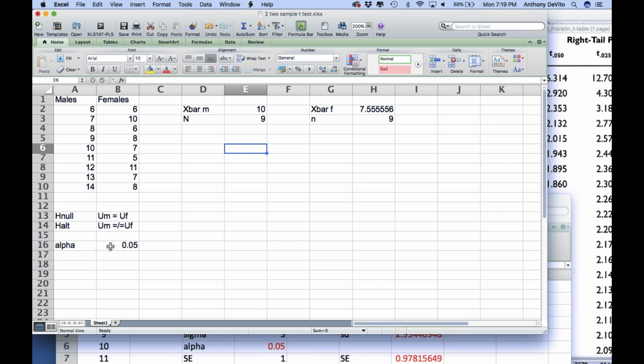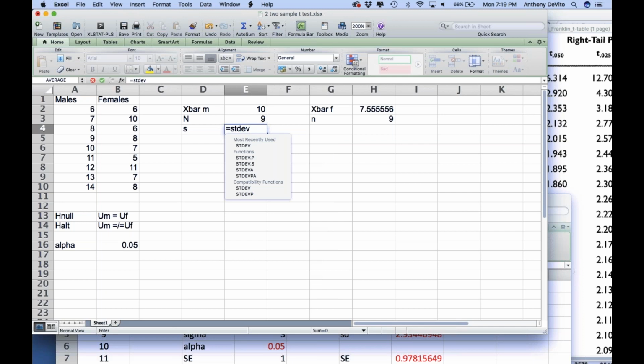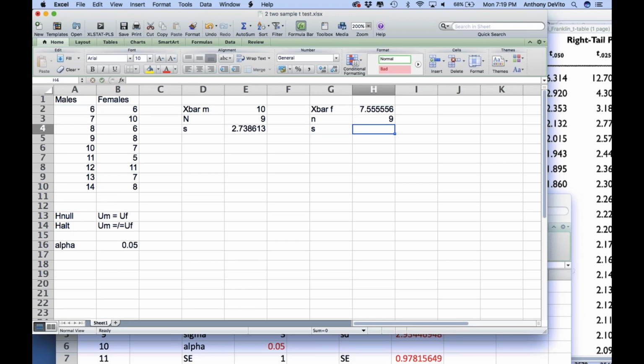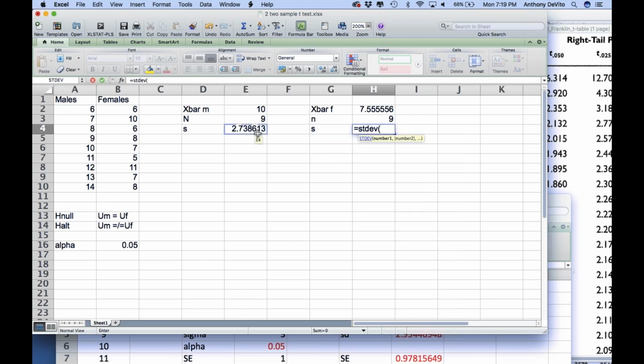I need to calculate standard error. But in order to do that, I need a sigma, but I don't have it, so I've got to use S, the standard deviation, and the only place I can get that from is the samples. So I'm going to calculate the standard deviation for males. Okay, good. Now I'm going to do it again for females. That comes out to that. Now I want to calculate my standard error.